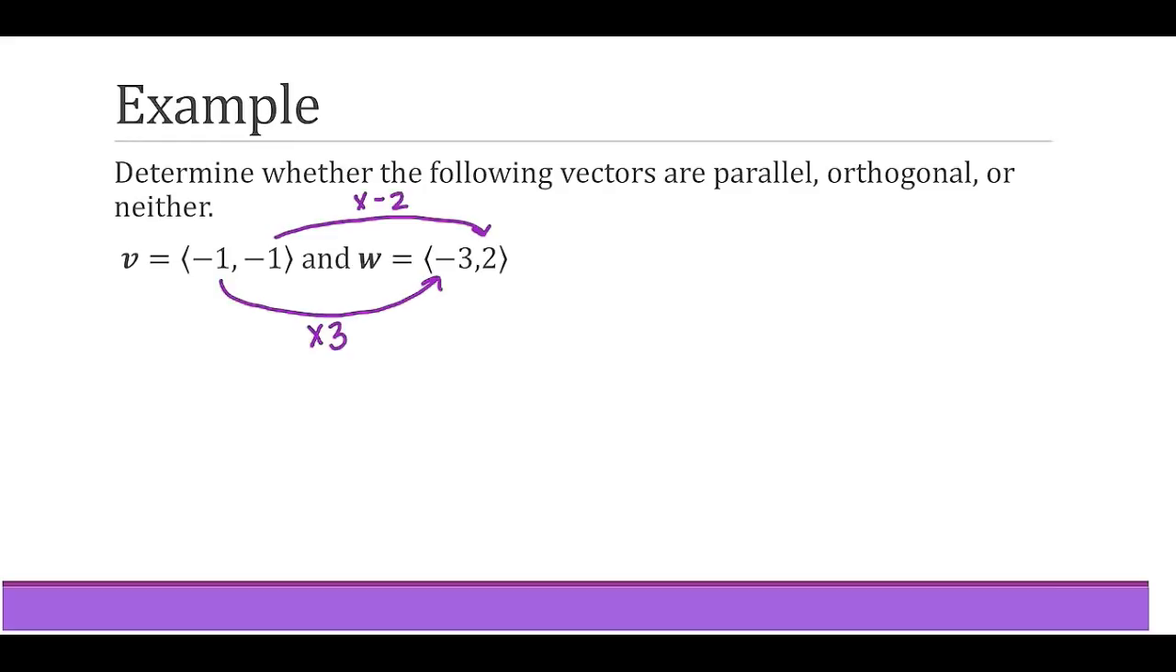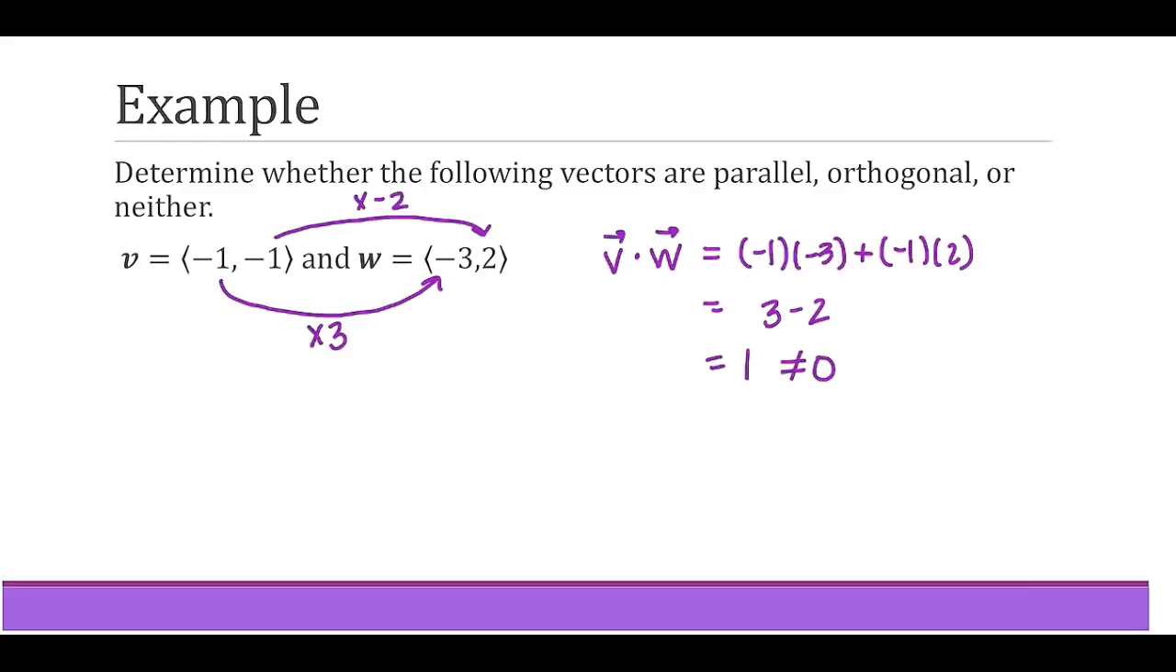So now we move on to check whether they are orthogonal. We have to do v dot w, or negative 1 times negative 3, the first components multiplied, plus negative 1 times 2. And so we end up with 3 minus 2, which is 1. Since this is not 0, they're not orthogonal either. So the answer here is that they are neither.